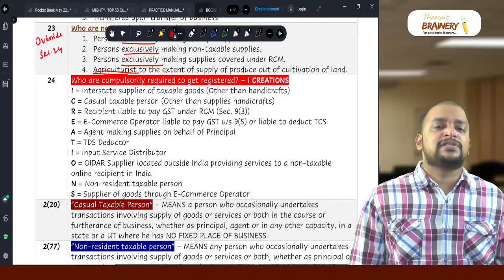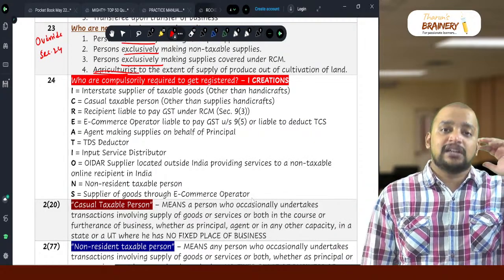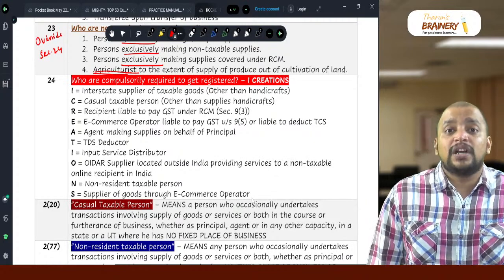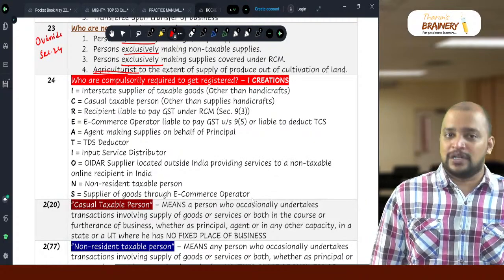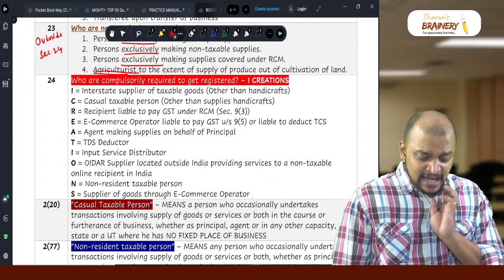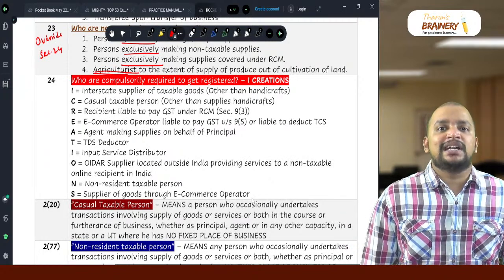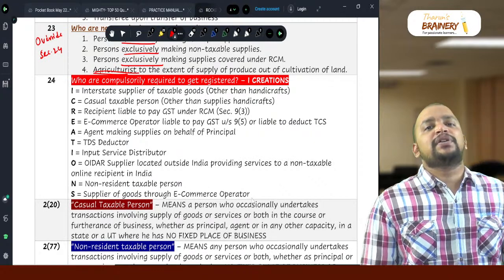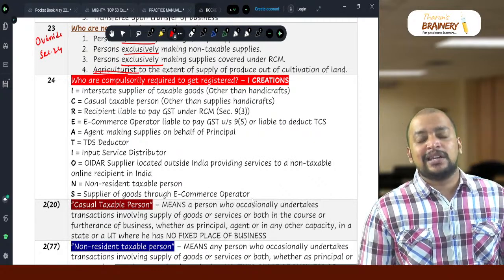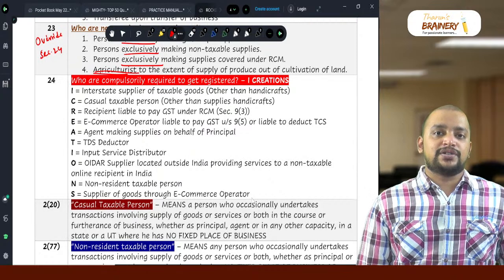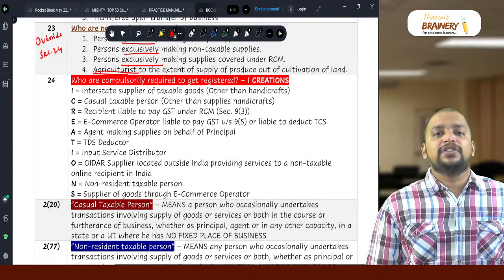Then when they need to register, if a person is not covered under section 24, they need to register only when their aggregate turnover exceeds the threshold limit. Okay. Then next one is R for recipient liable to pay GST under RCM. A recipient who is liable to pay GST under RCM is also compulsorily required to get registered irrespective of the threshold limit.